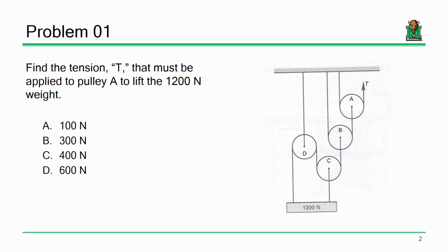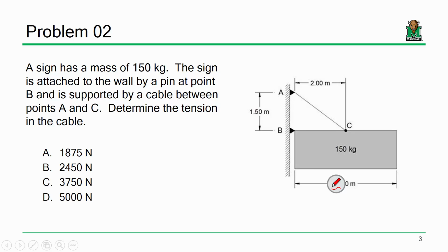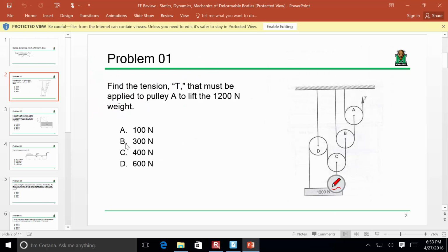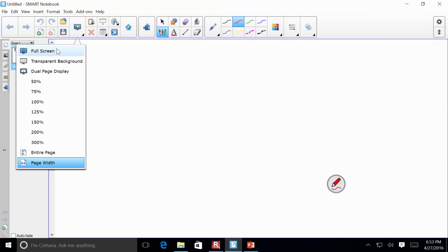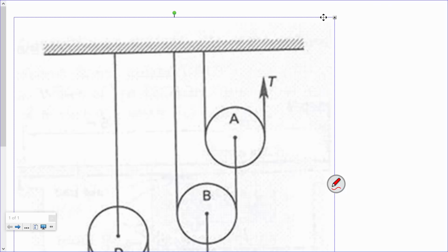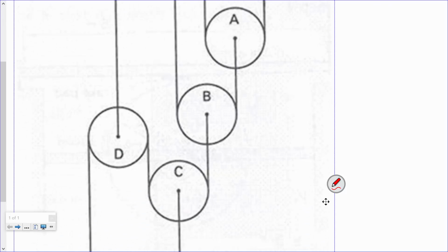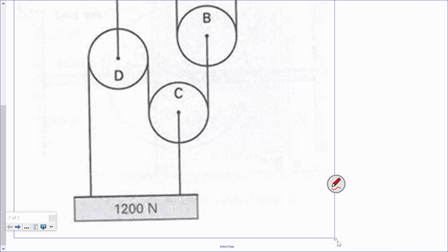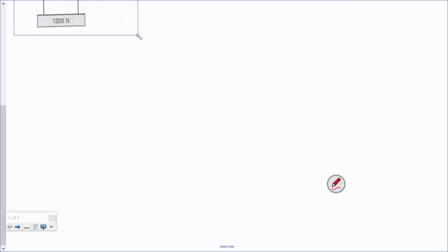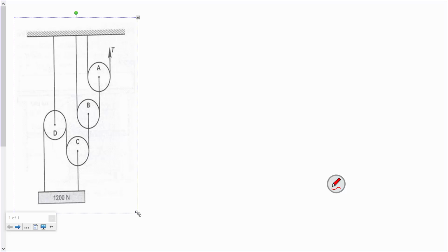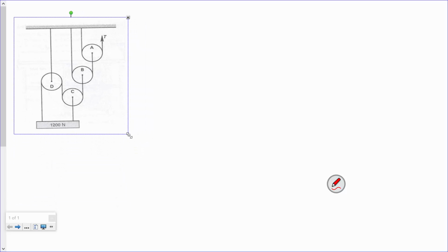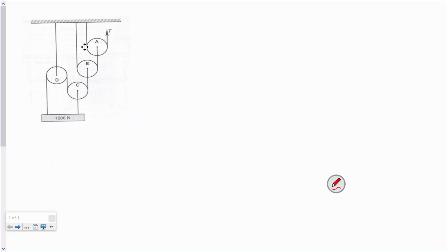So maybe I can do this on the slide. I hope this works. This doesn't like that. That is a big image. Scale that down a little bit. Okay, so here's our image, and let's see what we can do.